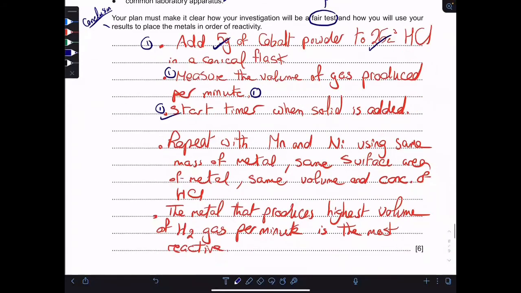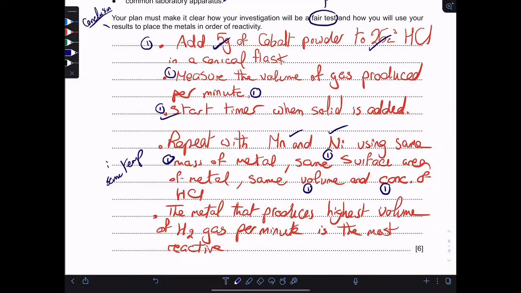Take care, you need to tell him that you will start timing as soon as the solid is added in the acid. Repeat with manganese and nickel using the same mass of the metal, the same surface area of the metal, the same volume and the same concentration of the acid. Everything stays the same, okay? You can say also the same temperature of both experiments. It could take a mark.